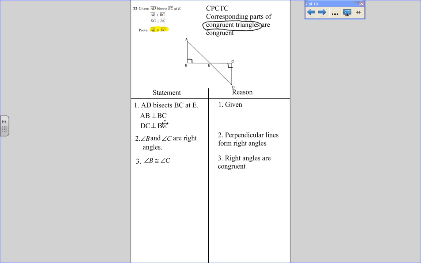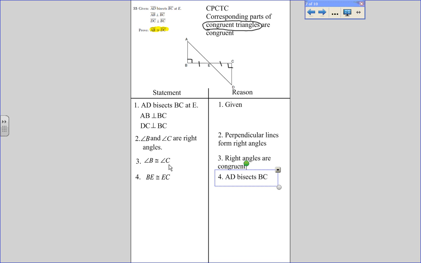Next, we were told that line AD bisects BC at E. So if line BC is being bisected at E, that means that BE is congruent to EC. So let's go ahead and write that. BE is congruent to EC, and the reason is line AD bisects BC. Okay, that's the definition of a bisector. It's going to cut a line at the midpoint, creating two equal segments.